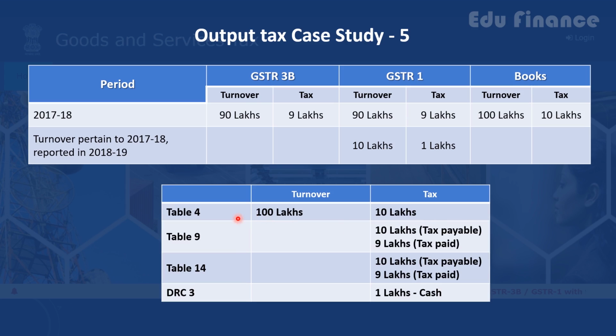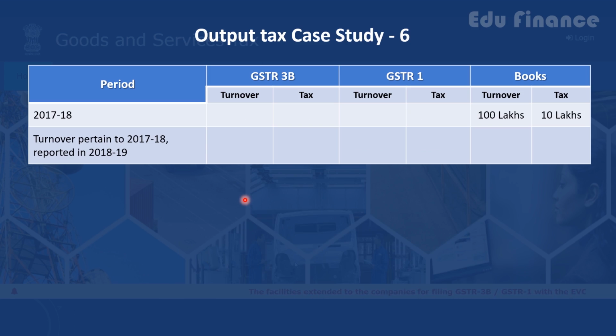In such a case, turnover of rupees 100 lakh and output tax of rupees 10 lakh shall be reported in table 4, and in table 9 and table 14, rupees 10 lakh shall be reported as tax payable and out of that, rupees 9 lakh shall be reported as tax paid. And the balance 1 lakh should be paid through form DRC 3.